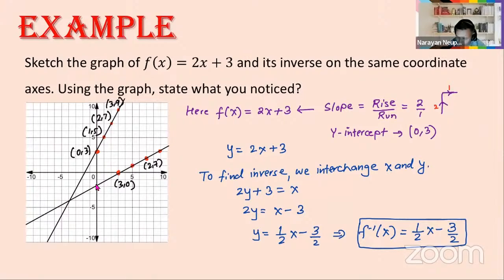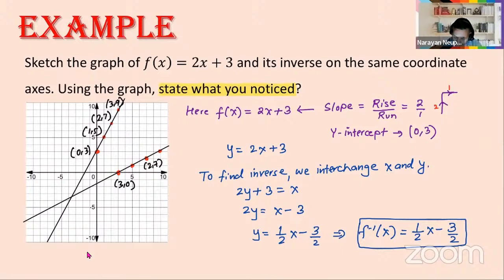1.5 will be in the middle like that. Right? That's 1.5. Okay, so we draw the graph even without finding the actual inverse. Now the question here is, we are not just asked to draw the graph of the function and the inverse, but using the graph, state what you notice. When you look at this graph, what do you notice? That's what you're going to explain. So that is the main thing here.